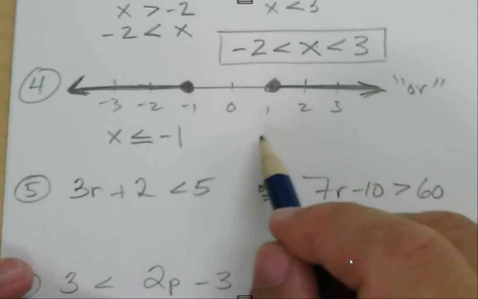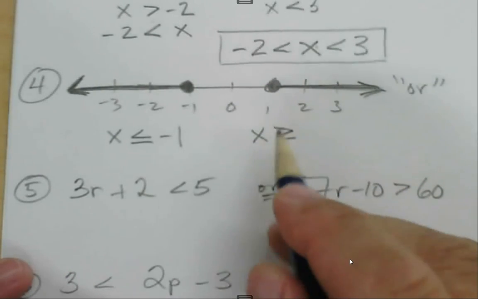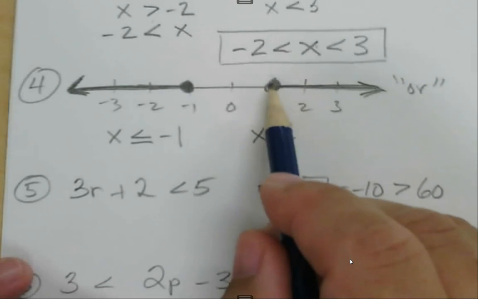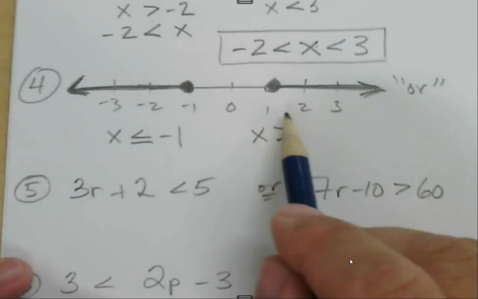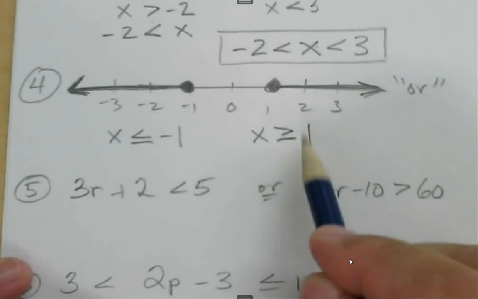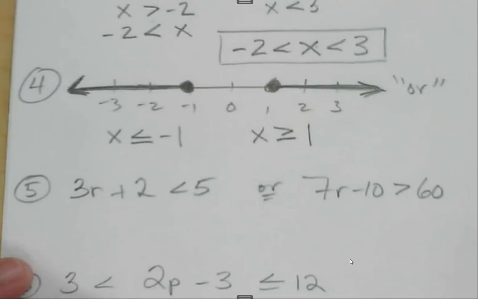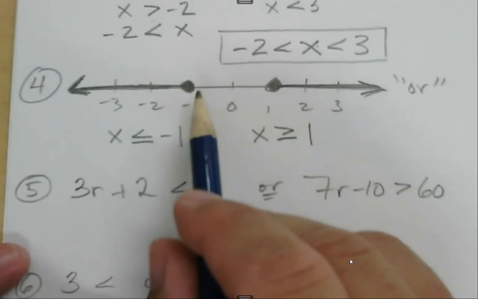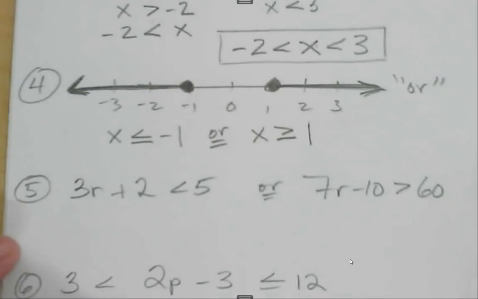I could also say that x is greater than or equal to, right? From here this way, I'm going into greater numbers. So x is greater than or equal to, because I have a closed dot, greater than or equal to 1, right? Because it includes 1, but it could also include 2, 3, 4, 5, right on down the line. So these are my two statements that make up this graph. We know that in between those would be the word or, because they're going in different directions.